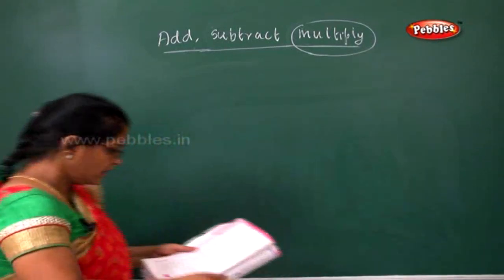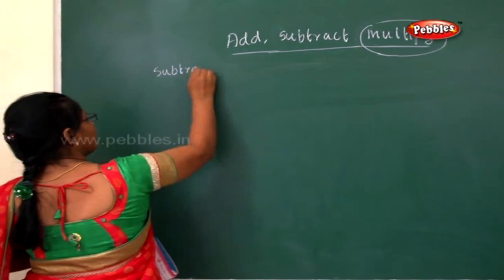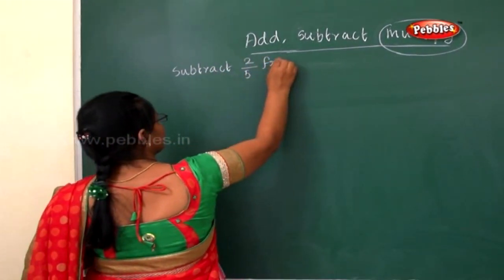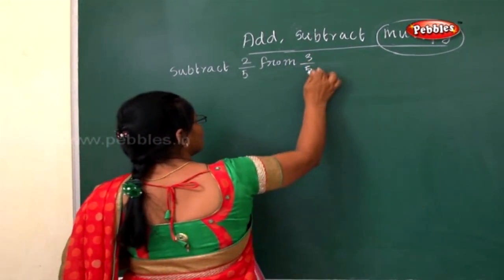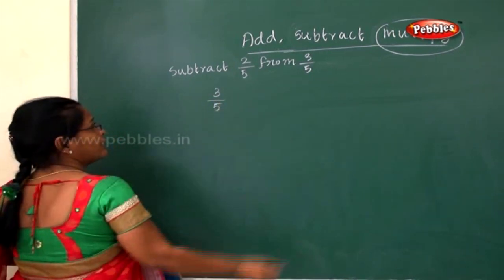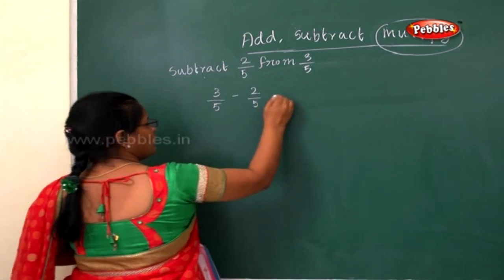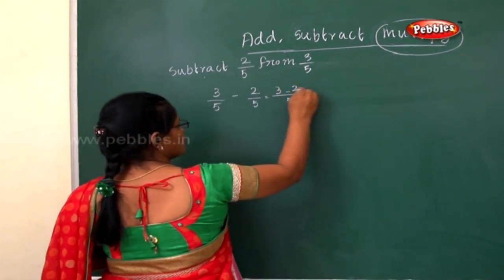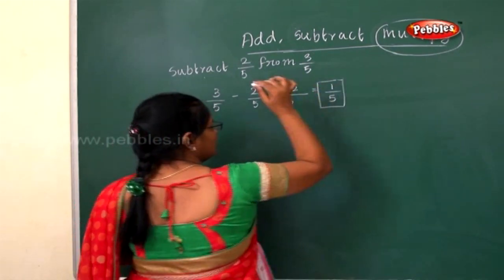See, the next one they have given us: subtract 2 by 5 from 3 by 5. Now what do you have to do here? You write the bigger number here, the greater number 3 by 5, minus 2 by 5. Now retain the denominator and write 3 minus 2 is 1. 1 by 5. So this is the answer.